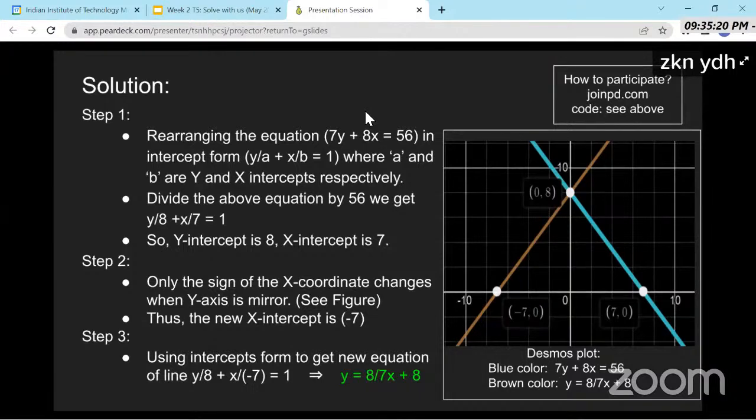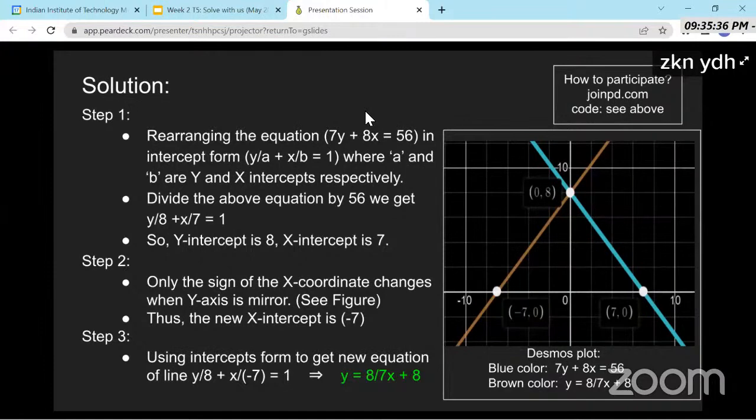So just try to imagine this. But what about this point, 0,8? That's not going to change because that is exactly on the mirror, right? I hope you can imagine this. So if that is the case, now we have the 2 points again, which are 0,8 and minus 7,0.